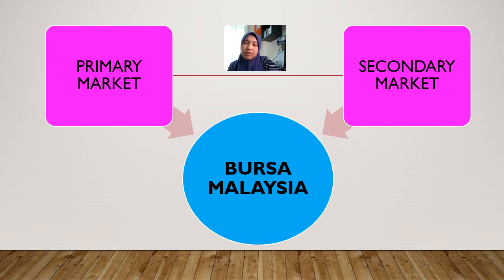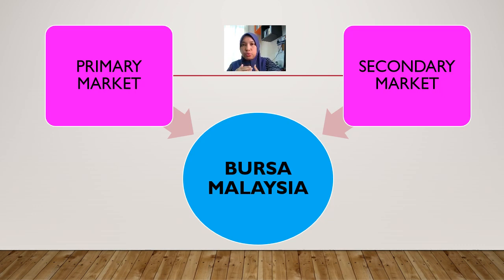So where do you want to get those funds? Either you borrow from the banks, but that is not ideal because banks will offer you a higher interest rate. So one way to raise funds is from the primary market, in which you apply for issuing stocks to the public investors. Where can you apply for the stock issuance? You can apply to Bursa Malaysia and also the Securities Commission.